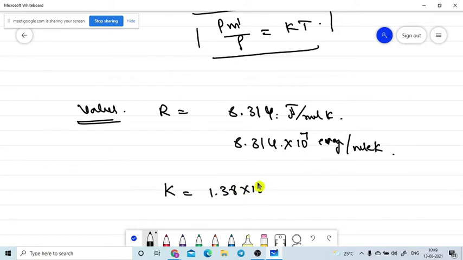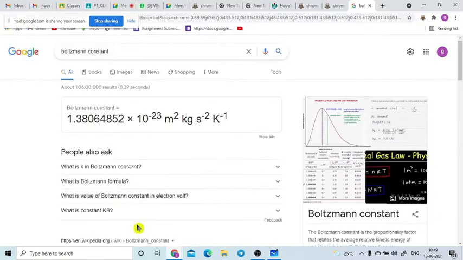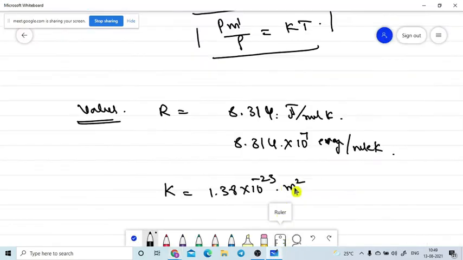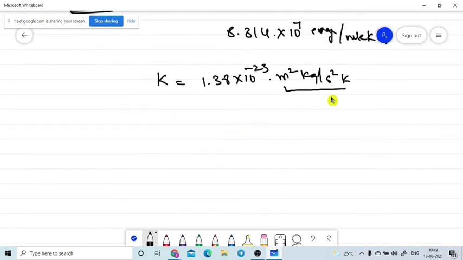1.38 into 10 to the power of minus 23 meter square, and the units are meter square kilogram per second square Kelvin inverse. So you can get these units with the help of the derivation of the equation. How can you do this? What is the relation between R and N? K is equal to R by N.